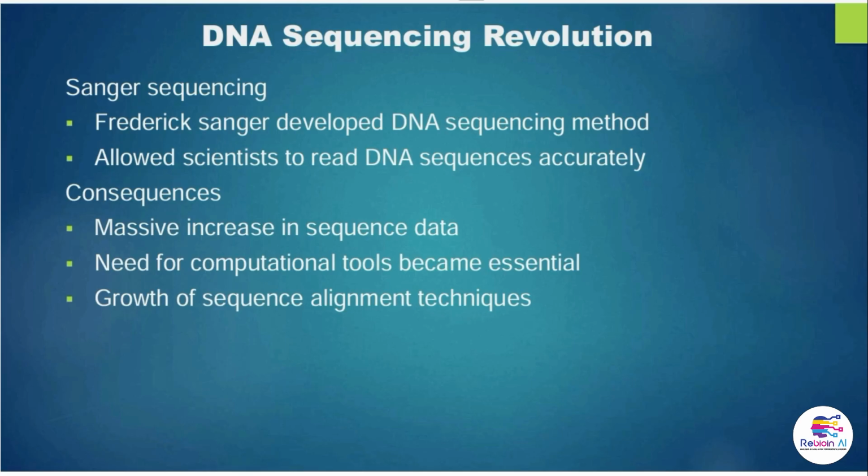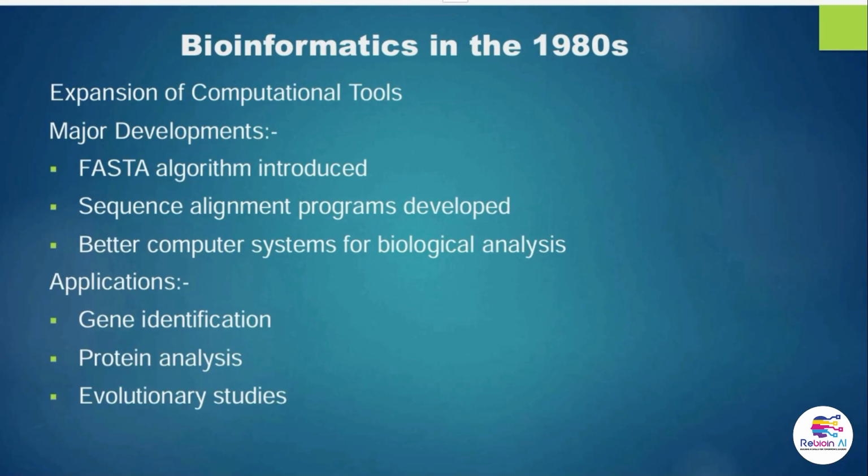After sequencing technologies expanded, the 1980s became a decade of rapid computational tool development. The 1980s represented a major expansion phase in bioinformatics. During this decade, scientists developed many computational tools to analyze biological sequences efficiently. One important development was the FASTA algorithm. FASTA allowed rapid comparison of biological sequences. Previously, sequence comparison was extremely slow. FASTA significantly improved speed and accuracy.